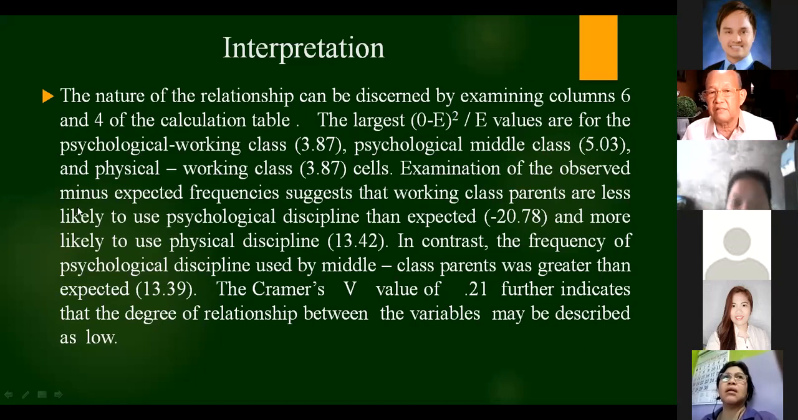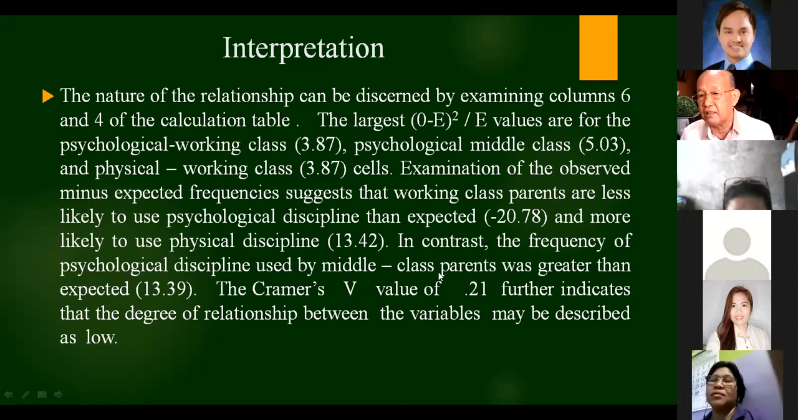Examination of the observed minus expected frequency suggests that working class parents are less likely to use psychological discipline than expected because the value is negative 20. And more likely to use physical discipline as shown by the positive 13.42 value. In contrast, the frequency of the psychological discipline used by middle class parents was greater than expected, 13.39.